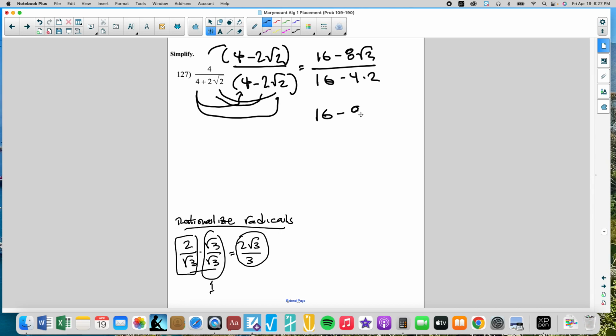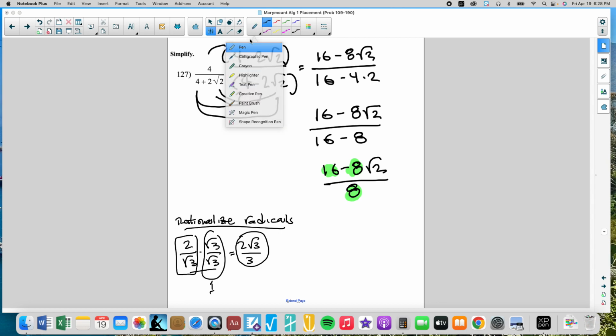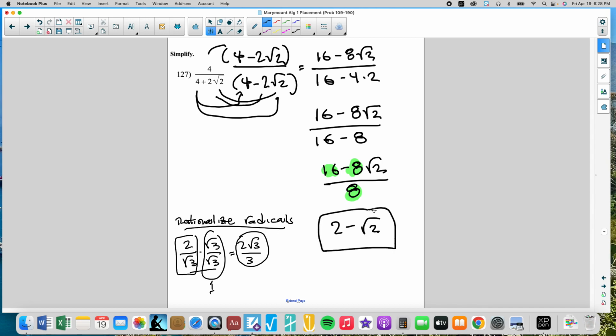16 minus 8 rad 2 over 16 minus 4 times 2, which is 8. So we get 16 minus 8 rad 2 over 8. And we also talked about this, we see these three coefficients outside: 16, negative 8, and 8, and they have a common factor. So we can reduce that. 8 goes into that, so that's 2 minus rad 2 over 1, or 2 minus rad 2 for 127.